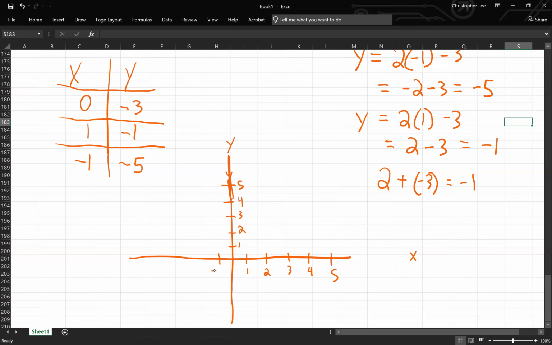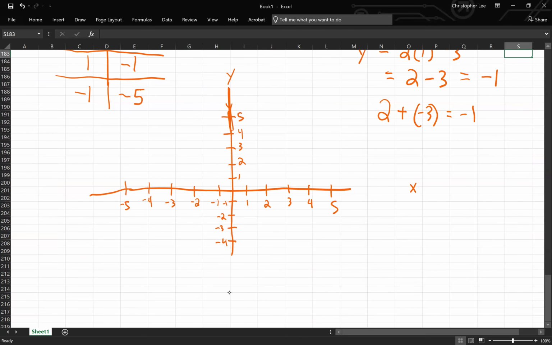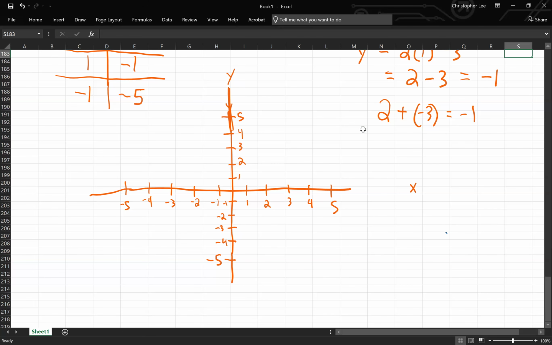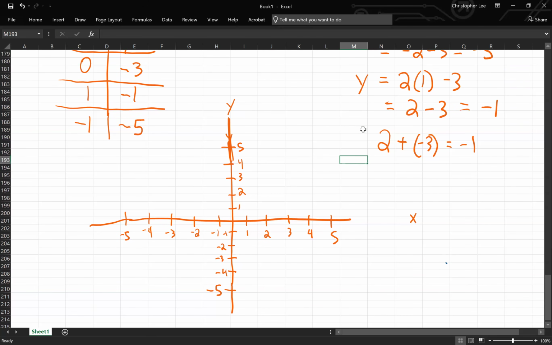I have -1, -2, -3, -4, and -5, right? And then down here I have -1, -2, -3, -4. Scroll down a little bit. And I have -5, all right? So now, hold on one second. I want to plot my points.